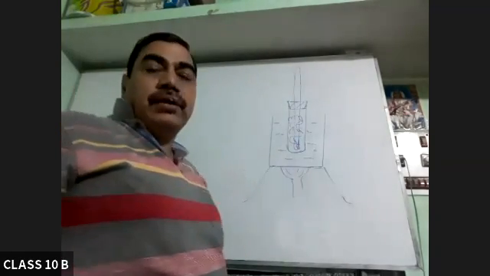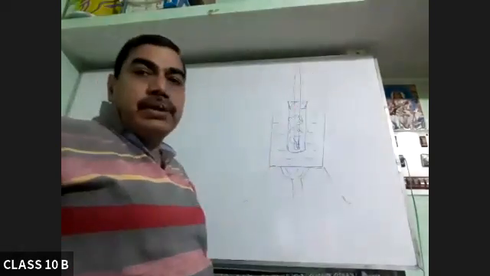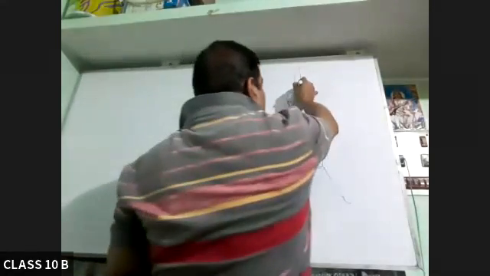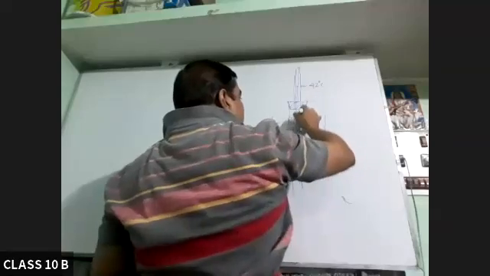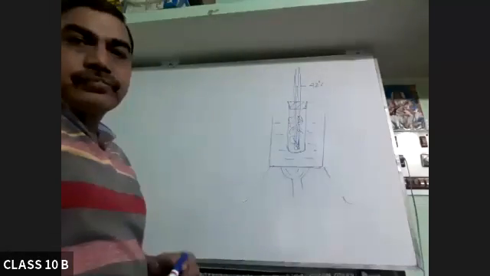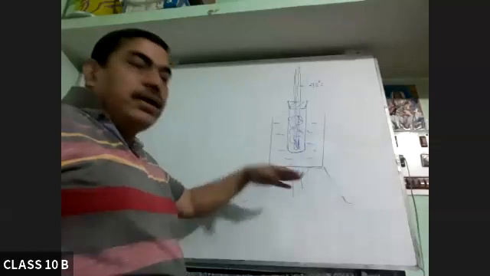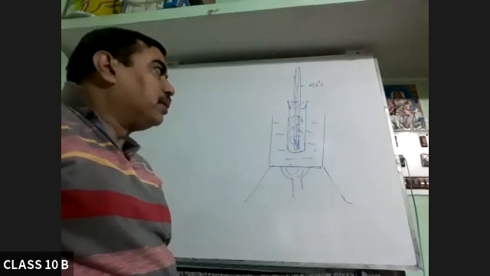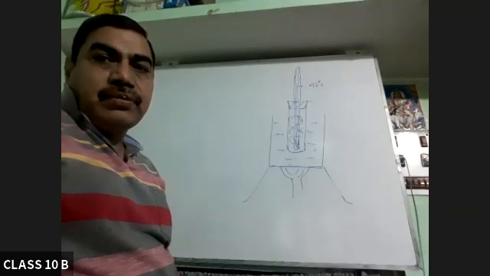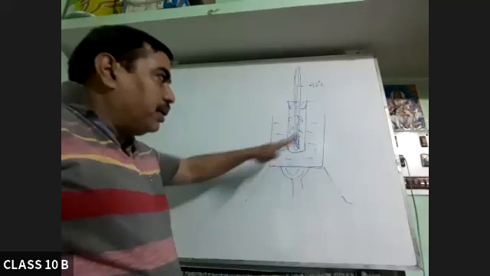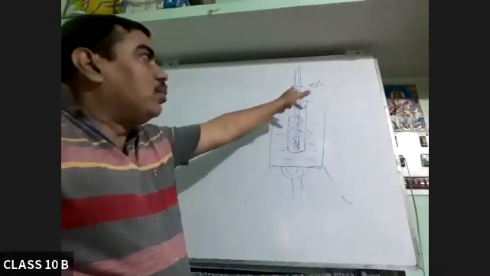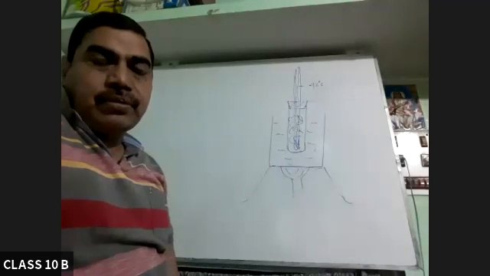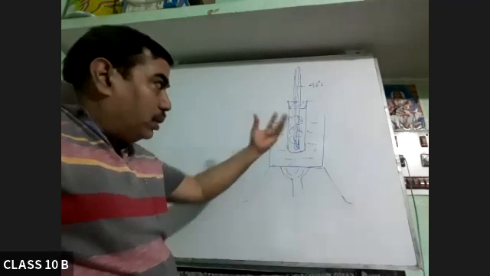Now we keep on heating, but there is no change in temperature. Suppose it has come to 42 degrees Celsius, and after that it is not rising. But we are constantly heating. Why is this happening? What does it mean? We are giving heat, heat is transmitted to the wax, but still there is no rise in temperature.